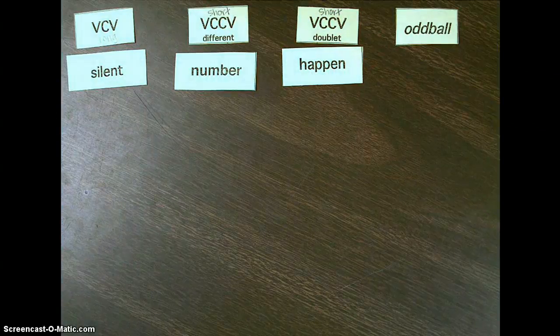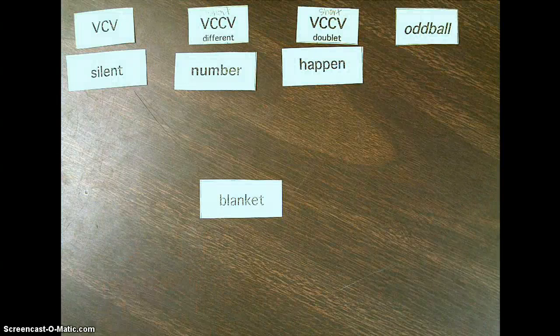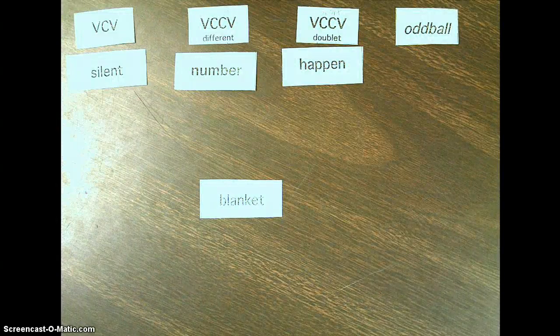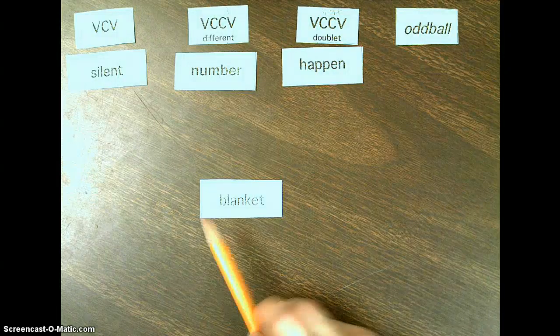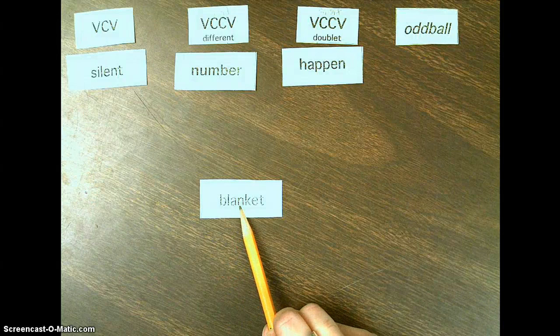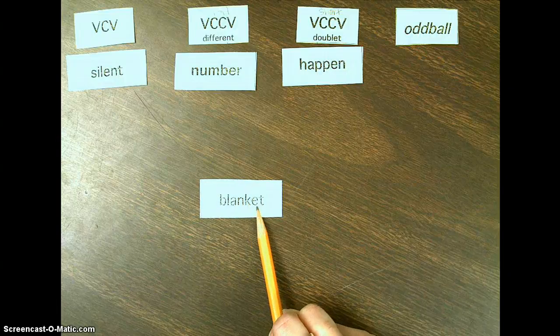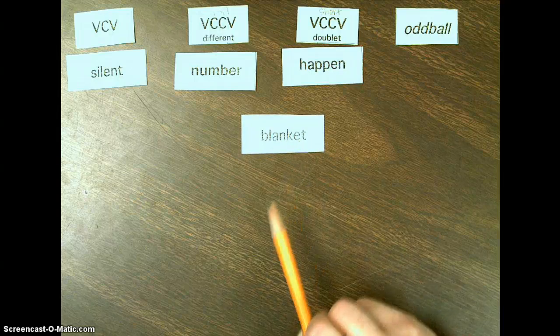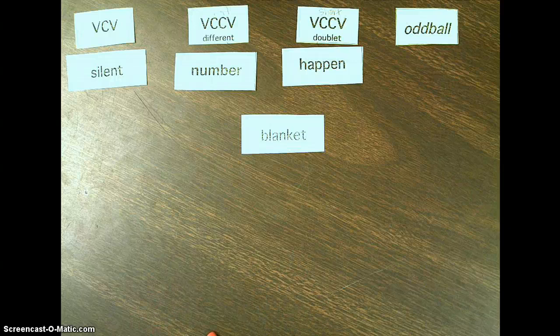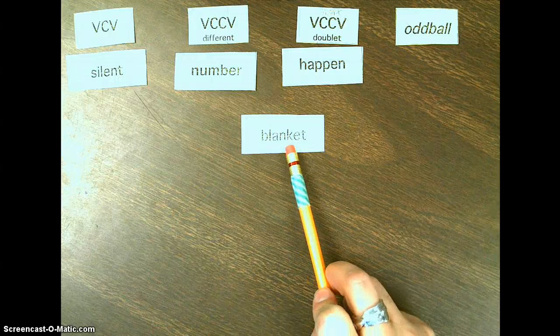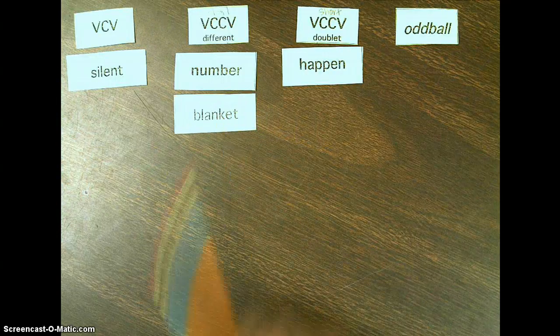All right, let's take a look at the word blanket. Blanket. Do you see two consonants in the middle? Or is it vowel, consonant, vowel? A, which is a vowel, consonant, consonant, vowel. So it's going to be one of these VCCV words, but which category? Is there a doublet in the middle? Is our consonant a doublet, or is it different? N and K are different letters, obviously, so that's going to go in the VCCV different category.